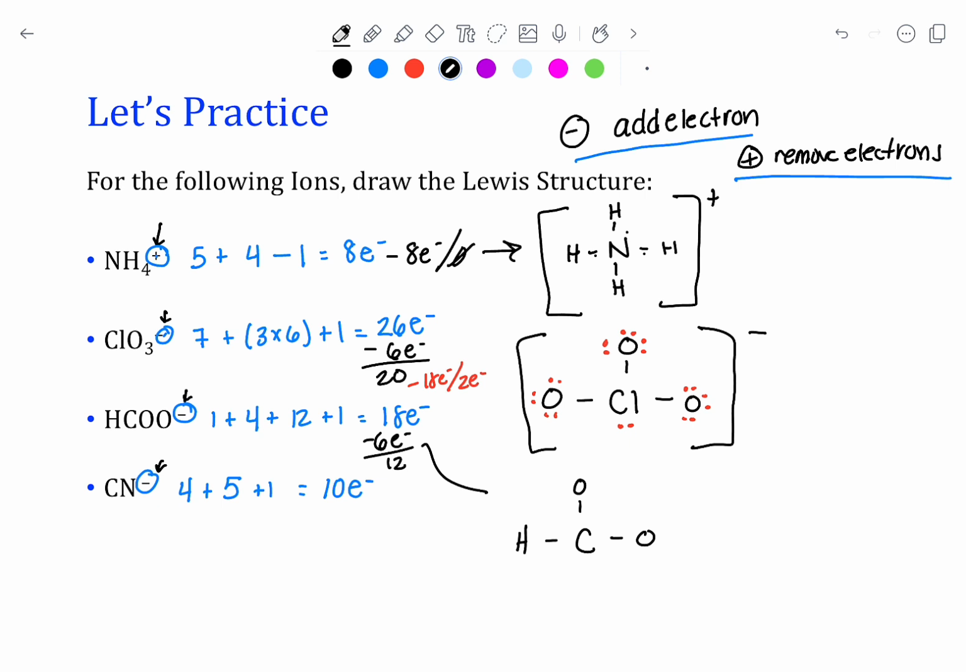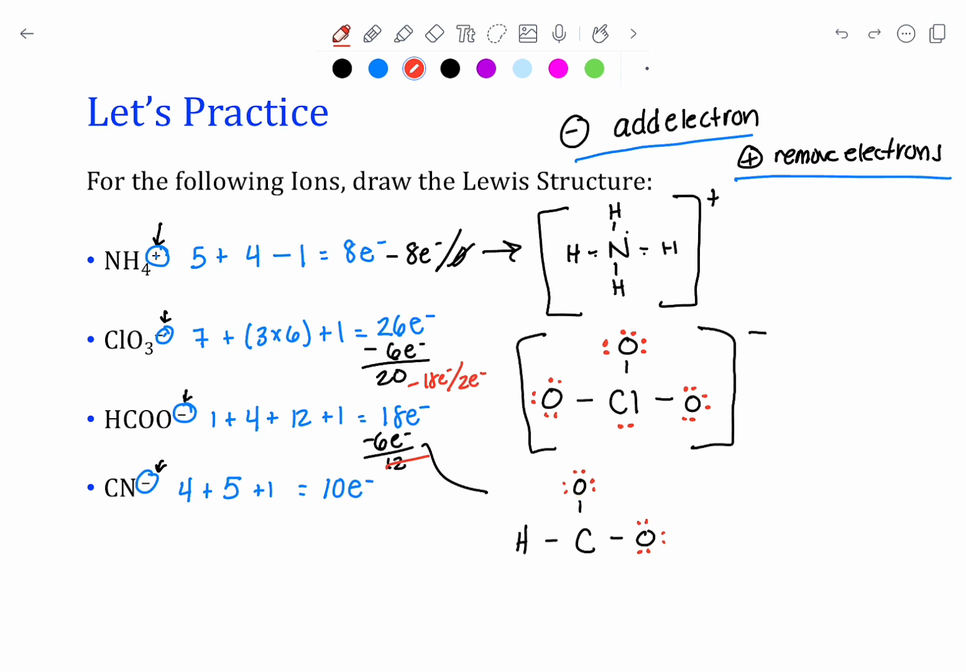I have 12 left. Okay, I'm going to place my extra electrons as lone pairs. I put them on the oxygens because the oxygens needed octets. My hydrogen did not, it had a duet already. So I've used up all 12, they're all gone, but my carbon does not have an octet.